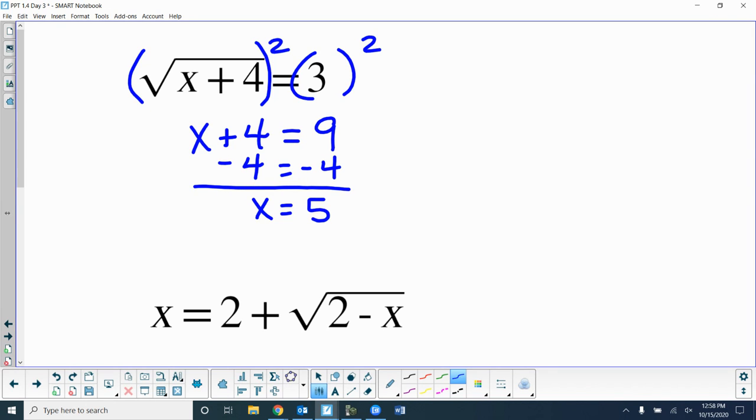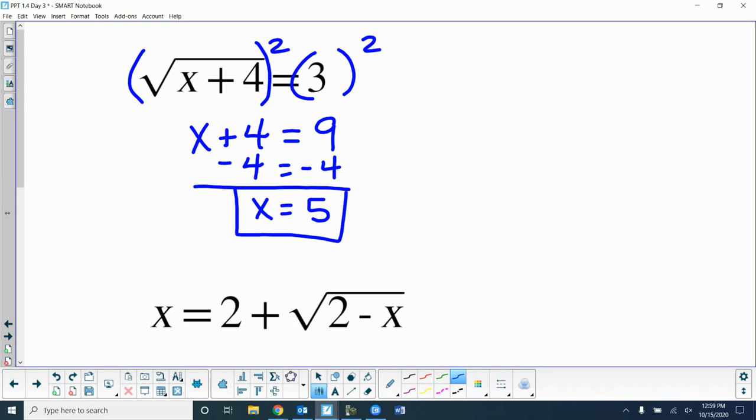But just like last night, we had to check our answer. Tonight, we have to for the radicals. You got to check your answer. So what's 5 plus 4? 9. Square root of 9. 3. It worked. Okay. Most of the time it works, but every now and then, what you get doesn't work. Sometimes we'll get 2 answers, and one of them works and one of them doesn't. So we always check on the radicals. Okay? Questions so far?